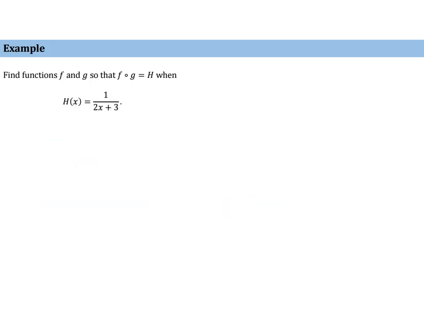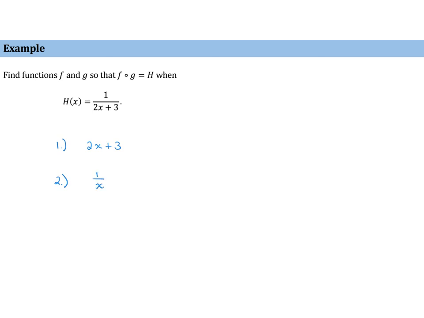So again, let's take a look at another example. In this case, again, g is the first thing that's being done, and then f will be the second thing that's being done. So if we had an input, what is the first thing that's being done to that input? If we found h of 7, what would we do first? We would have to take 2 times 7 plus 3. So the first step would be to take 2 times x and then add 3. Then the second step would be to find the reciprocal of that, or put it under 1.